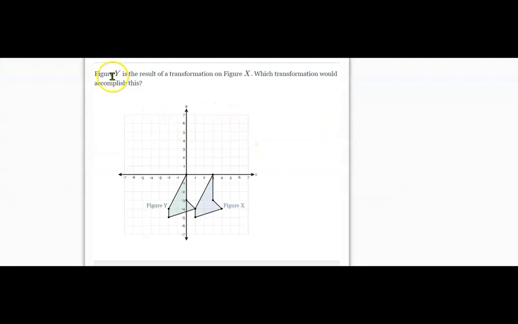Okay, remember to read carefully. Figure Y is the result of a transformation of X. So figure Y is the green one, the second figure, and the blue one is the first figure. And that one looks like we slid it right over. A translation. So let's look at our options here.